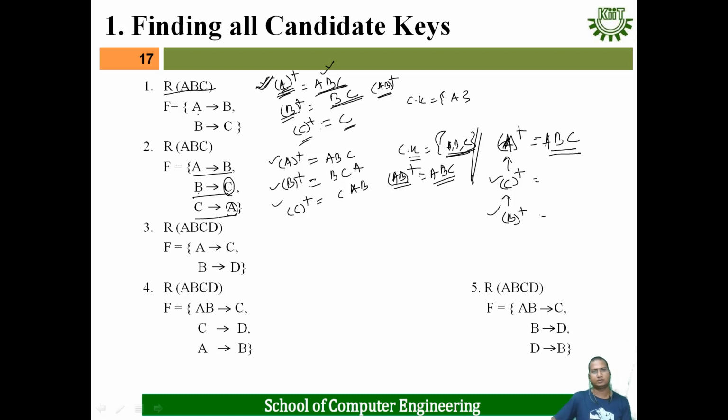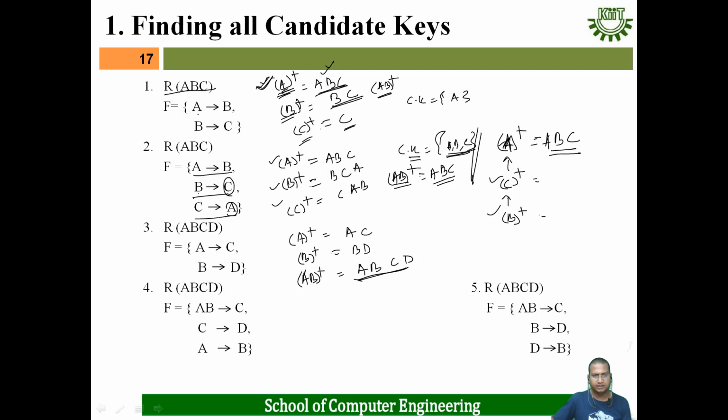In this case we will find out A closure. A closure will be how much? A, C. Then B closure will be B, D. Then we have to take the combination of both, A, B closure. A, B closure will be A, B, C, D. It is deriving all the attributes.